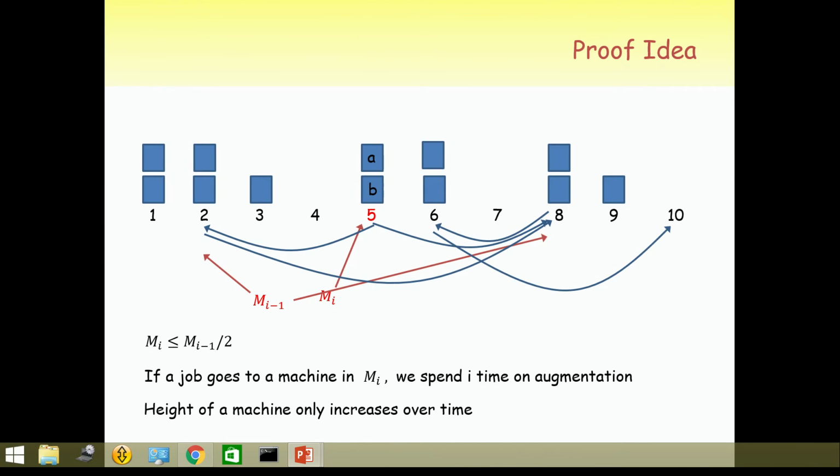Then one shows that the height of a machine never decreases over time. This is a property of the shortest augmenting path algorithm. So once I have all of this, what do I get? If you look at the total amount of augmentation, if you go to a machine of height i, you spend i units of time to find an empty machine. So it's i times the size of m_i, which is order m, because the size of m_i is extremely small. So that's the idea of the proof.